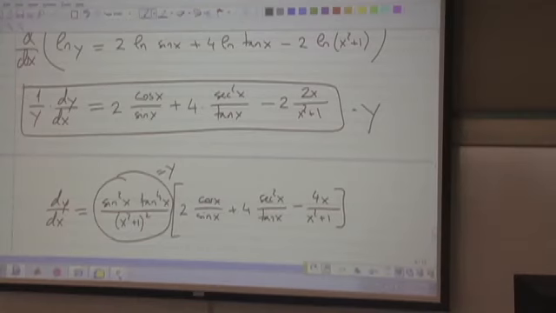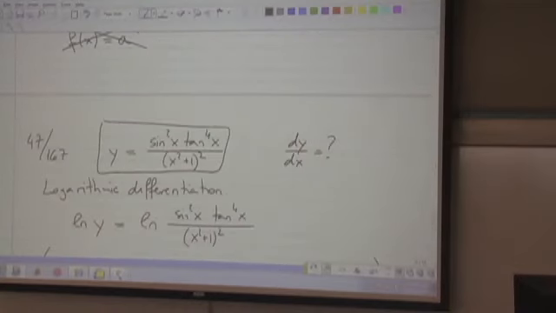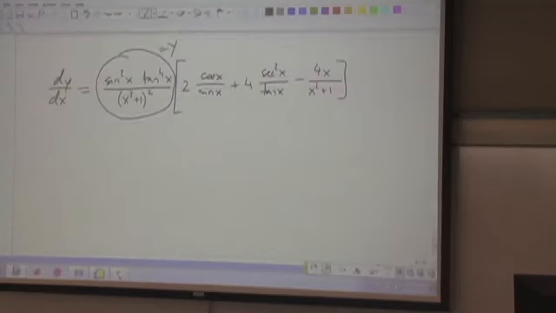So the left-hand side is dy over dx. The right-hand side is that whole bracket, which is the top part, times y. Y was given to be sine squared times tangent to the fourth over that mess. Is everybody seeing this, or do you want to see another problem like this? That's our final answer. So we don't have to seriously derive why. Probably not. Should I do another one?